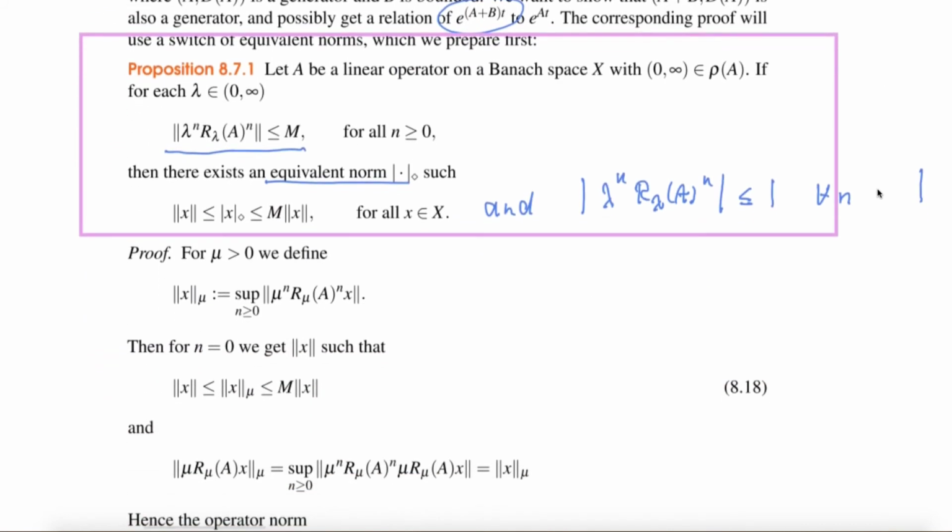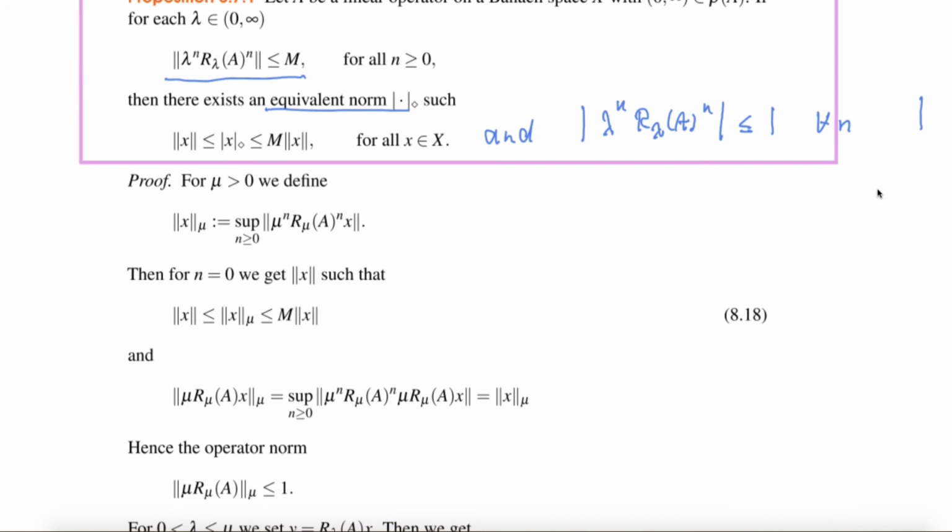So let's go through the proof. It's a bit technical. So to define the diamond norm, we first use something like a mu norm, which is a supremum over n larger or equal 0, mu to the n, R(mu, A) to the n applied to x. And then later we want to send n to infinity and get the diamond norm. And to do that we show that all these supremum mu norms are less or equal 1.